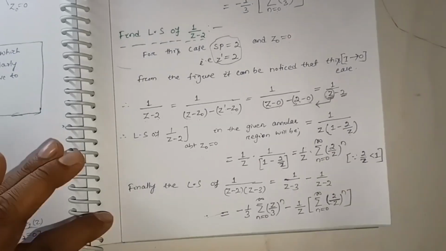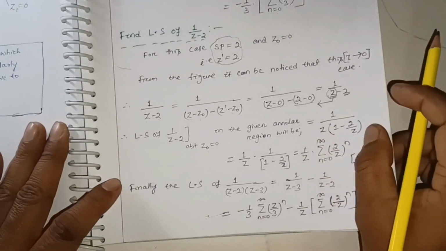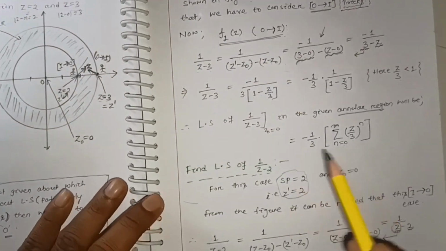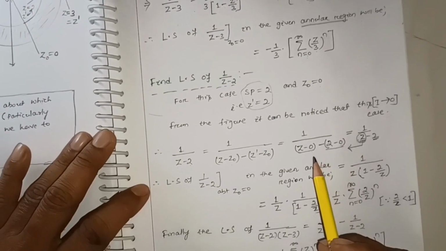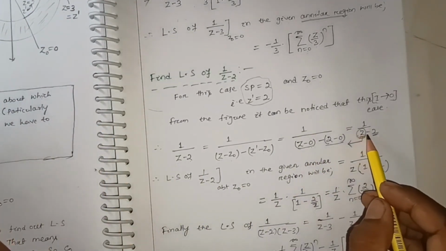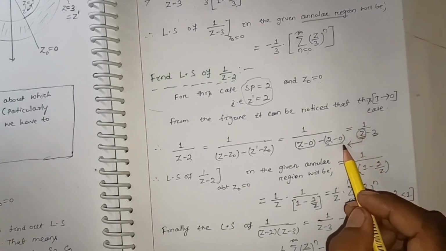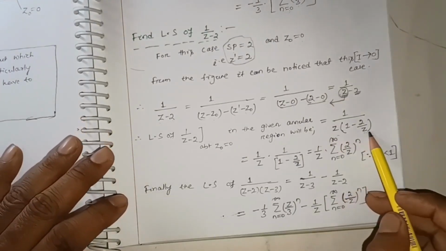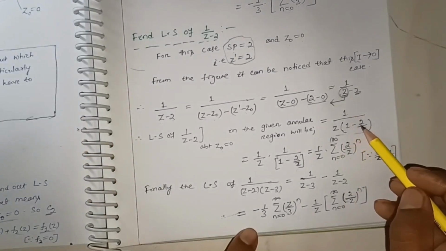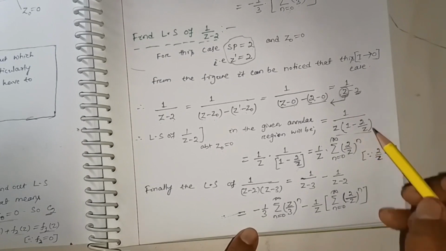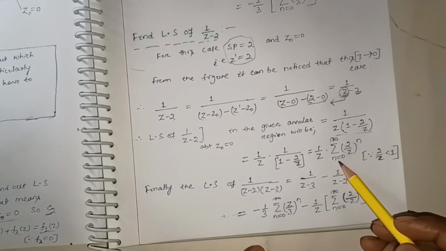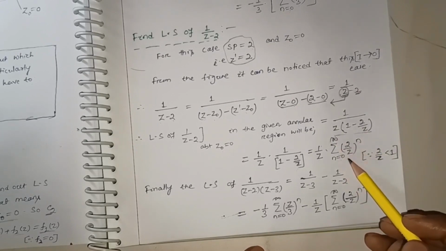Here you can conclude one thing: by following this procedure, you should not be bothered about what you are going to take common. Whatever the first term is that you take common, it will automatically come in this format, and you just have to write it in the form of 1 by 1 minus x or 1 plus x. Here, instead of x we have 2 by z, so the series will be the summation over n equal to 0 to infinity of 2 by z to the power n.